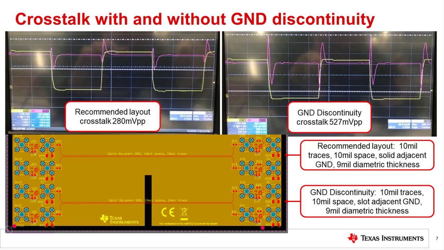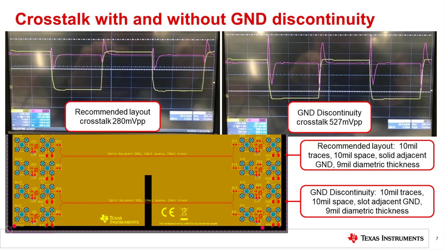ground return path. The crosstalk for the experiment with the solid return path was 280 millivolts peak to peak, whereas the crosstalk with the discontinuity in the ground return path was 527 millivolts peak to peak. Thus, the poor grounding almost doubled the crosstalk.